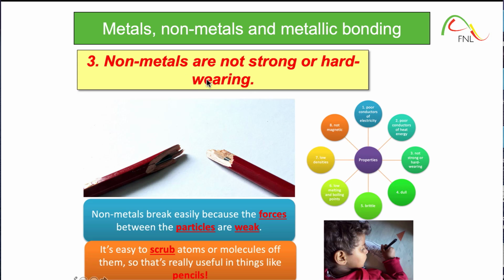Thirdly, non-metals are not strong or hard wearing. In fact, they're very brittle. Non-metals break easily because the forces between particles are weak. It's easy to scrub atoms and molecules off them, so it's really useful for things like pencils. So when you're using a pencil, the middle bit here is called graphite. So when you're writing, you're rubbing off layers of graphite.